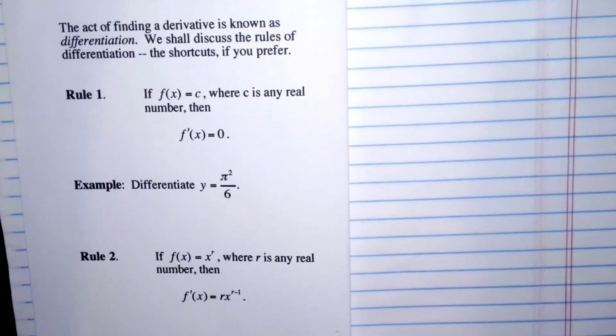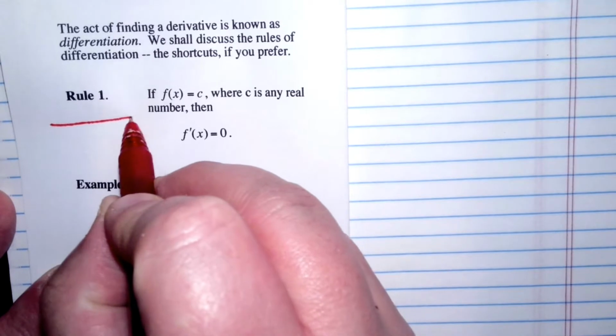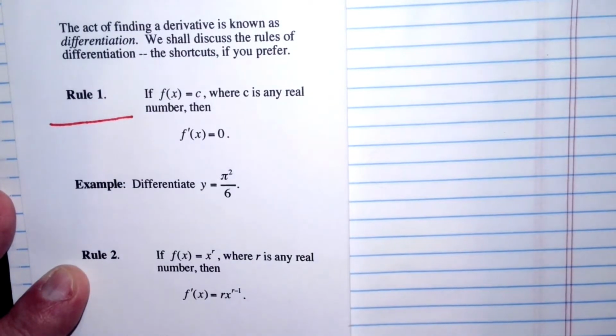If f of x equals c, where c is any real number, then f prime of x equals 0. All right, so think about what the graph of f of x equals a constant looks like. If you've got a function which is constant, its graph is a horizontal line. The one I drew, unfortunately, is not quite horizontal, but the graph of a constant function is a horizontal line. And so the derivative is what tells you the slope. Well, the slope of a horizontal line, as you know, is 0.